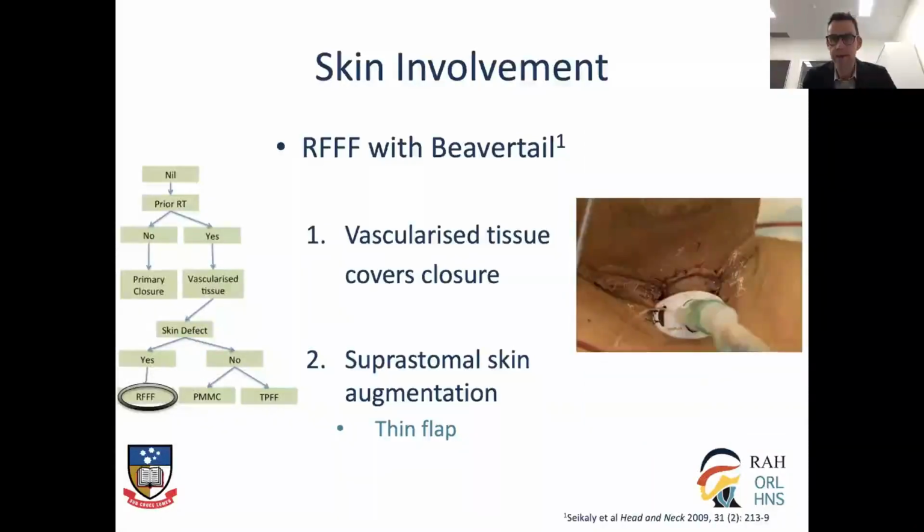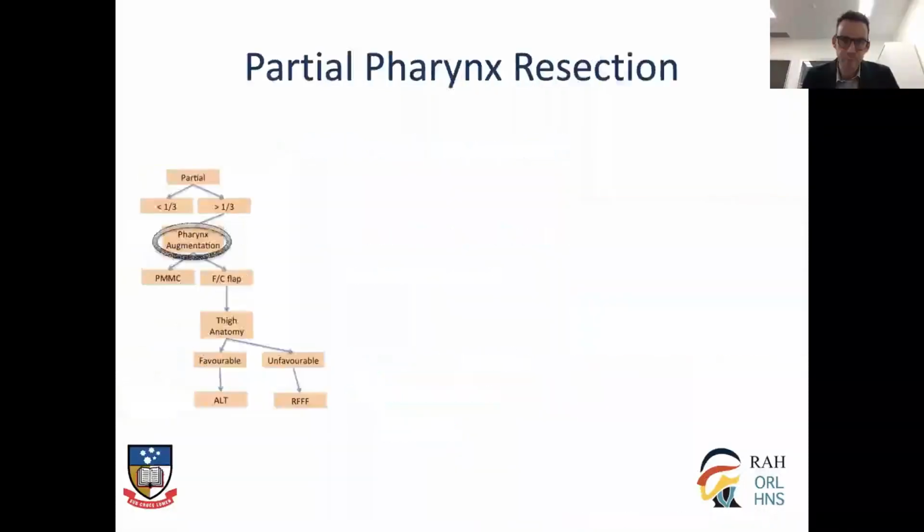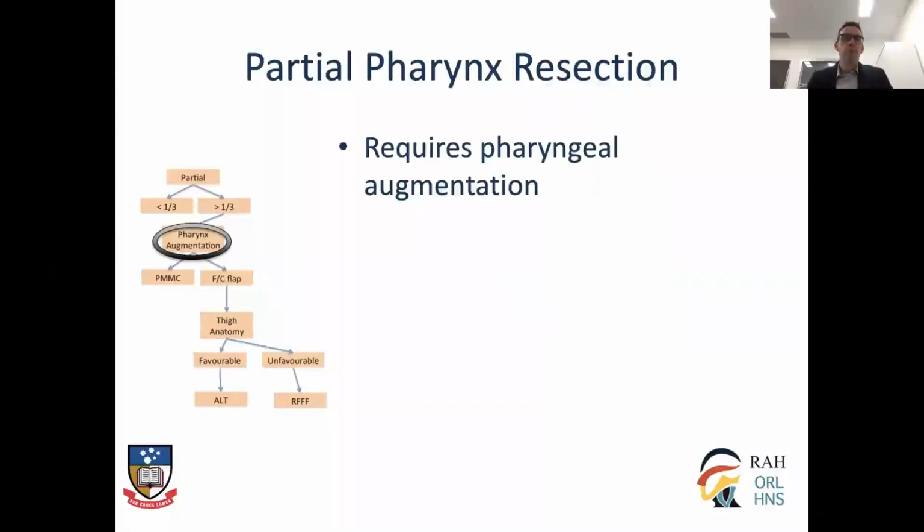This is just an end of case photo where you can see the skin paddle in the suprastomal region, and the fat will be running north from there. When we have partial pharyngeal resection, more than a third of the circumference, then this does require augmentation.